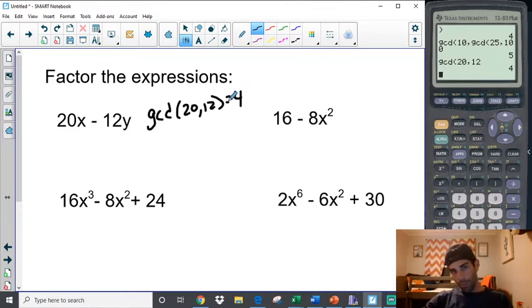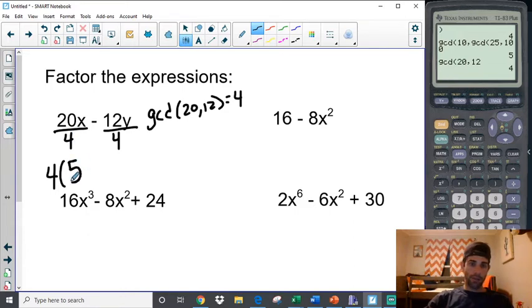Now you go to step 3, which says to divide. So I'm going to divide by my GCD. And now here's what the answer is going to look like. My GCD is 4. 20 divided by 4 is 5. Bring down the x. Negative 12 divided by 4 is negative 3. Bring down the y. We did it. We're done. All right. That's how you're doing these problems.